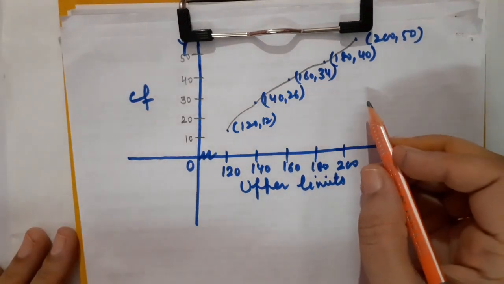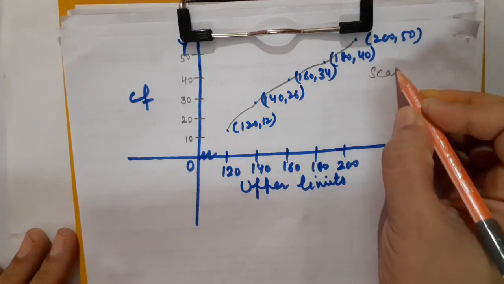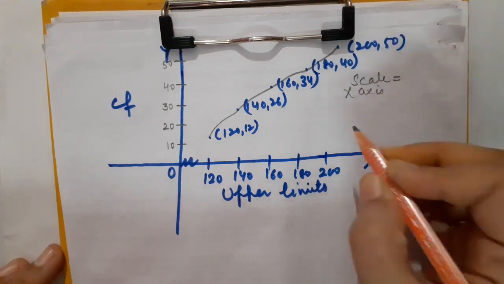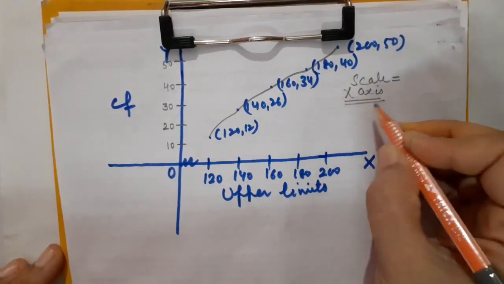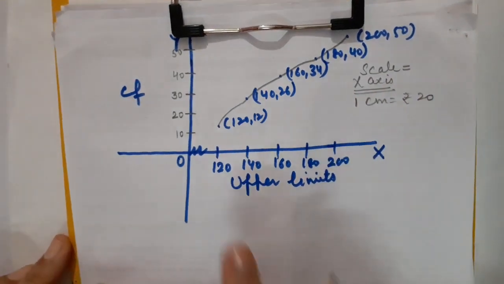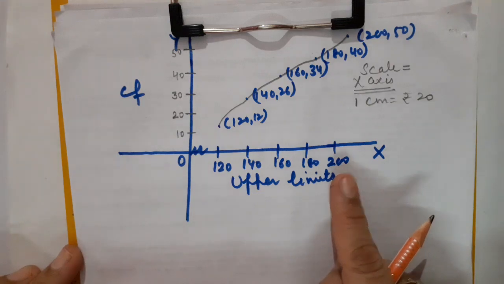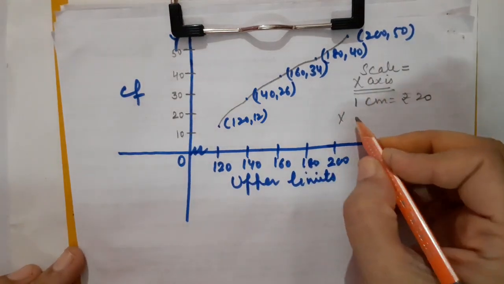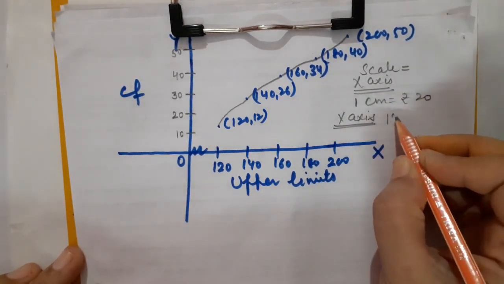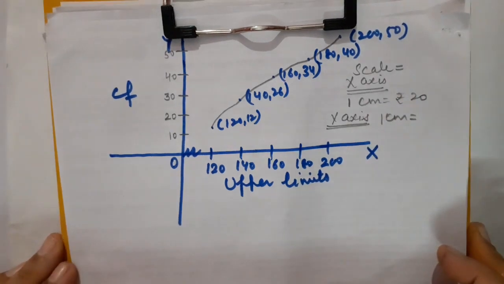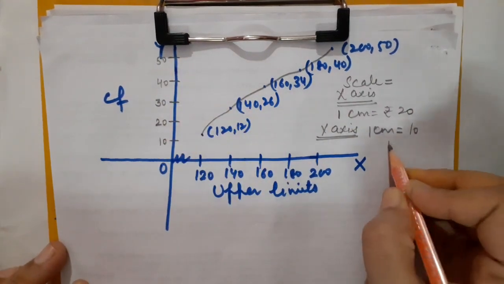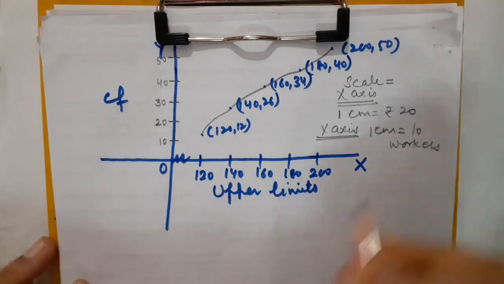So first of all, I am going to write scale along x-axis. For x-axis, what is the scale used? Have a look. This is 1 centimeter is equal to rupees 20, because you know that these are the daily wages. Okay, so these are in rupees. And along y axis, what is the scale? 1 centimeter is equal to 10 workers, because I have taken the gap of 10. So this is 10 workers. Correct?